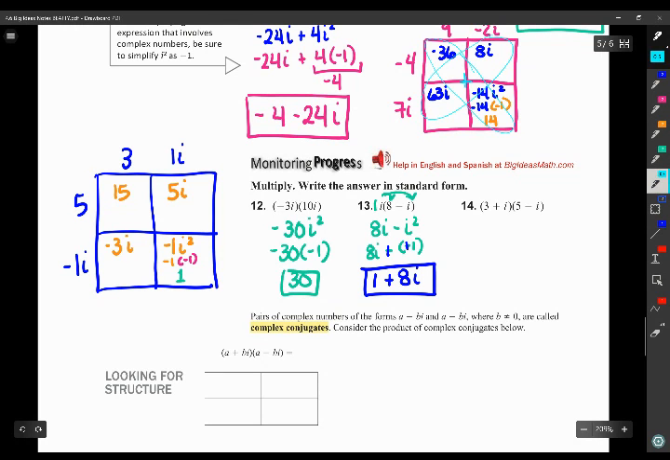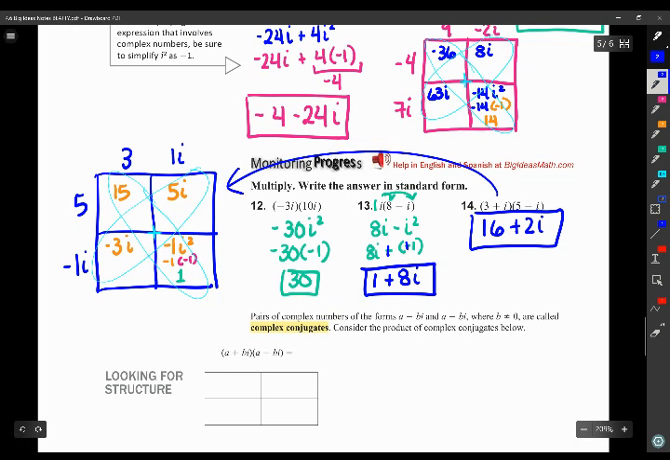And then just like before, these are our like terms on the diagonals, and we're adding just like we did before. So if I go 15 plus 1, then I'm going to get 16. And when I do negative 3 plus 5, I get 2i. And so this is my answer. And again, this is over here.